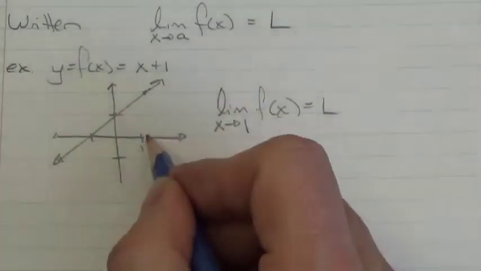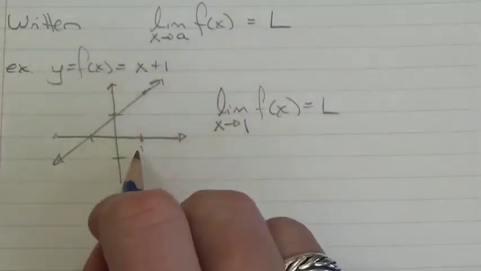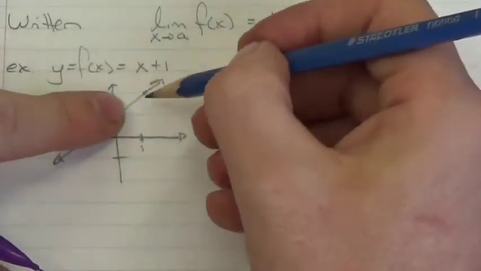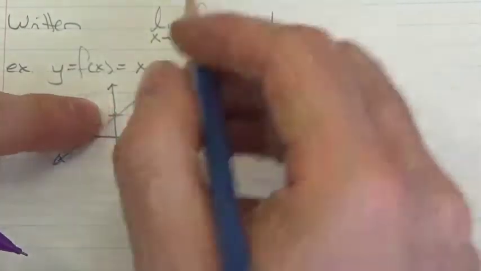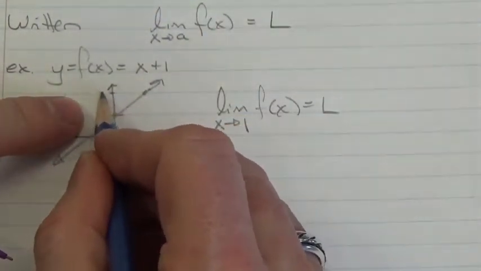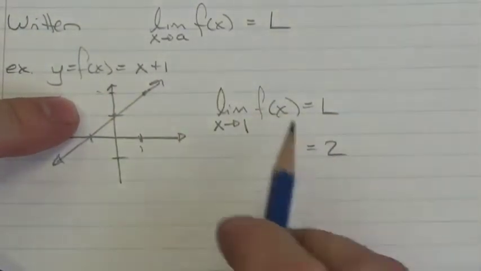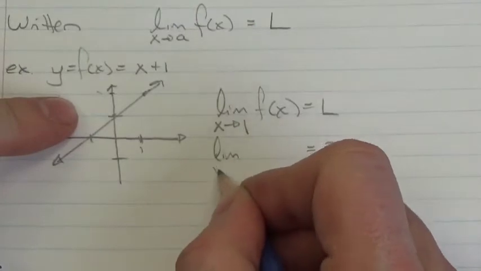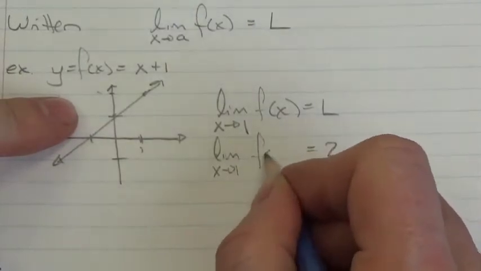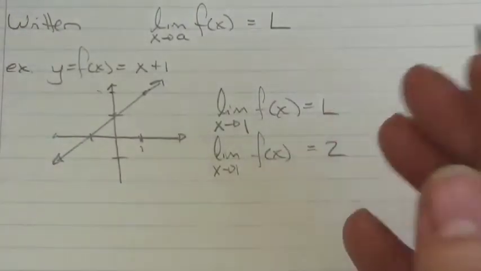And I hope you can see that here. As the x value approaches 1, the point that I'm drawing out here is approaching a y coordinate of 2. So in this case, this would equal 2. So the limit as x approaches 1 of f of x is going to equal 2.